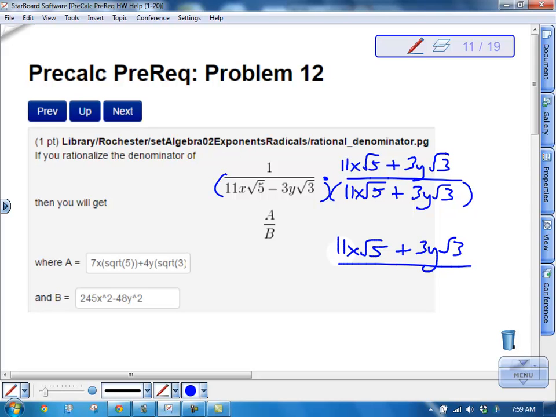And then the bottom, we're going to FOIL this. So first times first gives us 121x times 5. 11 times 11 is 121. X times x is x squared. And square root of 5 times square root of 5 is 5. And then the middle terms are going to cancel because it's a difference of 2 squares. So we just need to do last times last, which gives you negative 9y squared times 3.